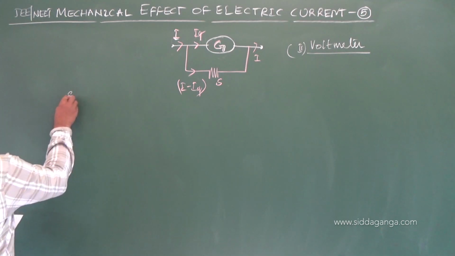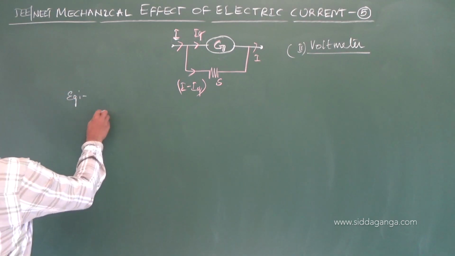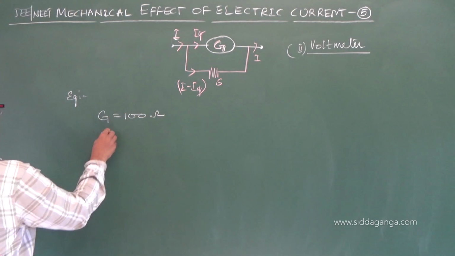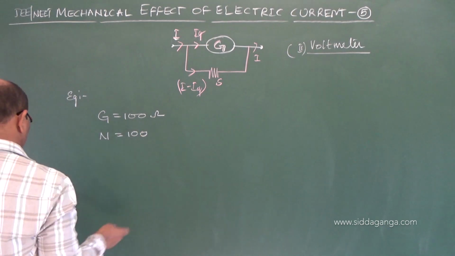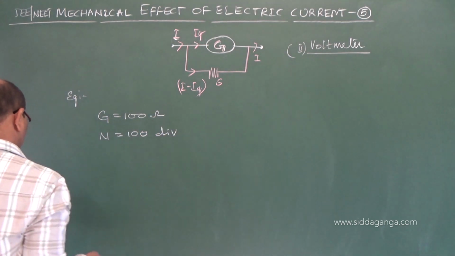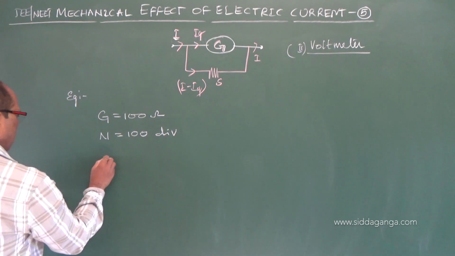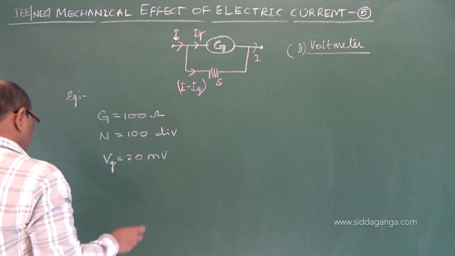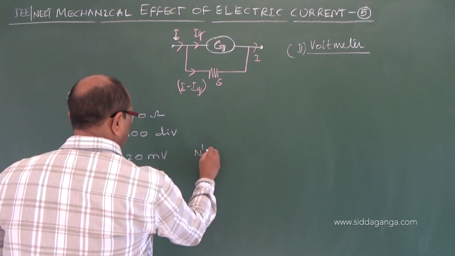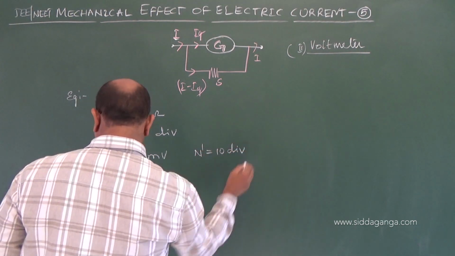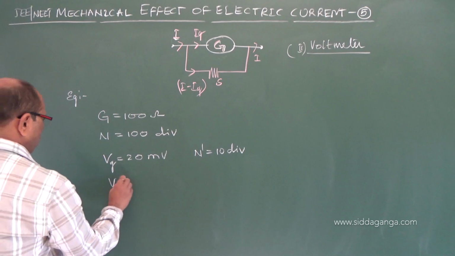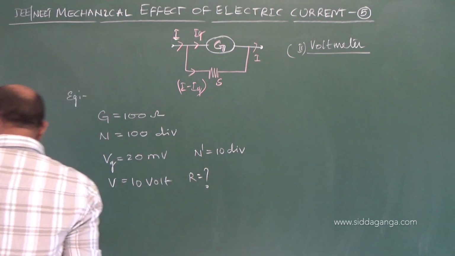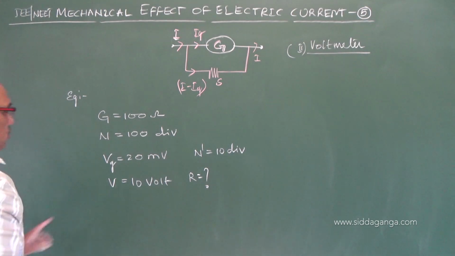So, another example. A galvanometer has 100 ohm. The number of divisions on the scale is 100 divisions. Vg is 20 millivolt for 10 divisions, N dash is 10 divisions. How do you convert it to measure 10 volt? A high resistance in series has to be estimated.